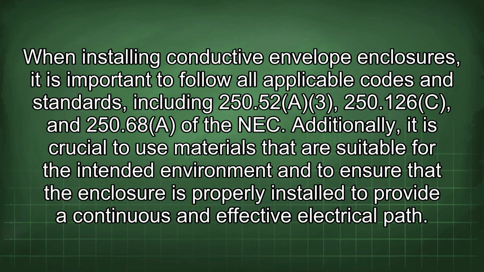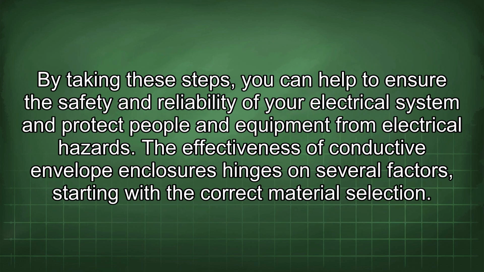When installing conductive envelope enclosures, it is important to follow all applicable codes and standards, including 250.52(A)(3), 250.126(C), and 250.68 of the NEC. Additionally, it is crucial to use materials that are suitable for the intended environment and to ensure that the enclosure is properly installed to provide a continuous and effective electrical path. By taking these steps, you can help to ensure the safety and reliability of your electrical system and protect people and equipment from electrical hazards.